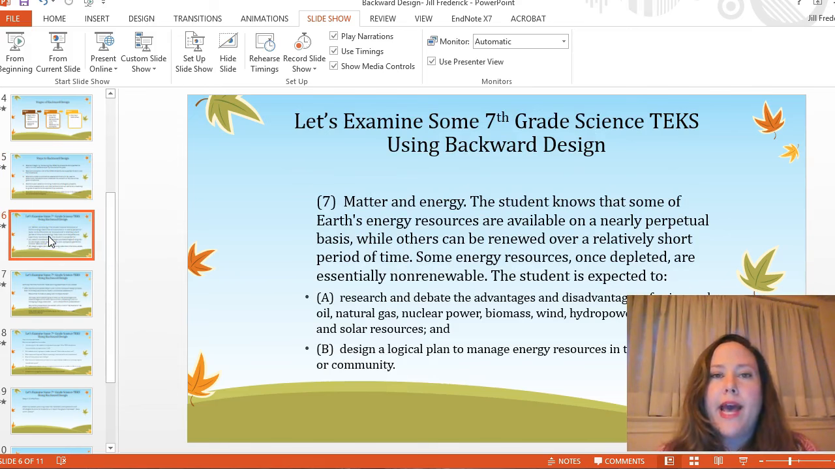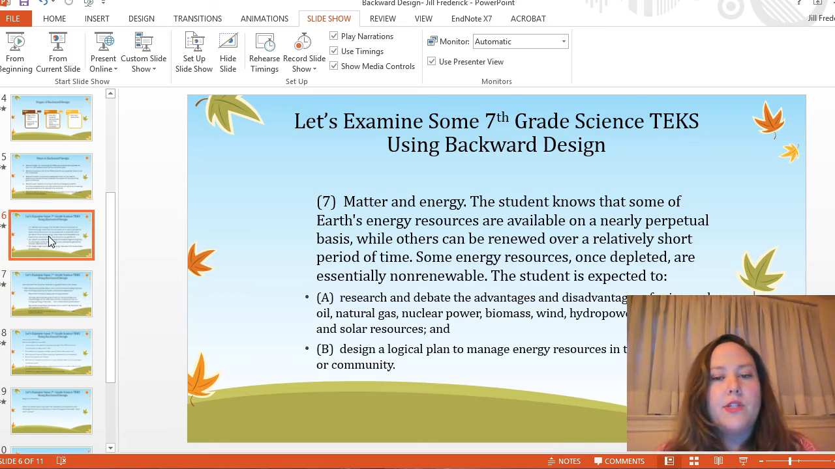So let's take a look at some 7th grade science TEKS using backward design. I chose the 7th grade TEKS 7A and 7B. So these are about matter and energy. The student knows that some of Earth's energy resources are available on a nearly perpetual basis, while others can be renewed over a relatively short period of time. Some energy resources, once depleted, are essentially non-renewable.